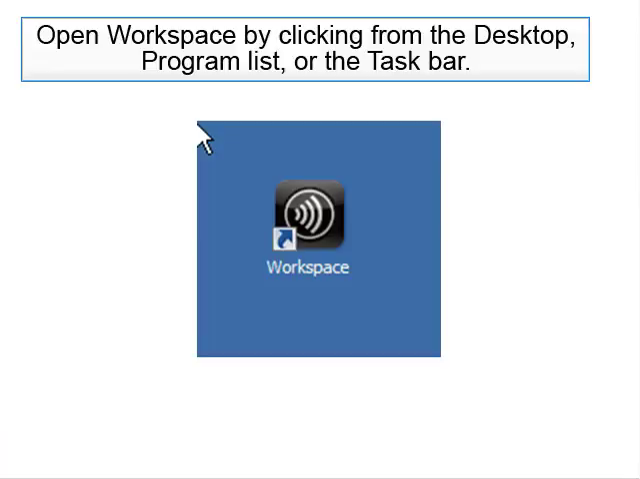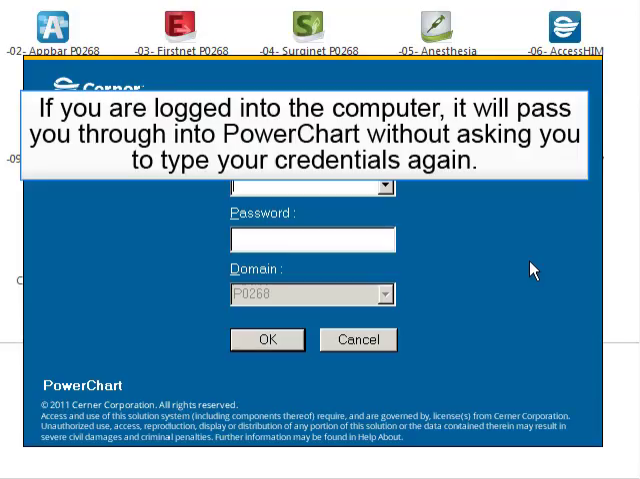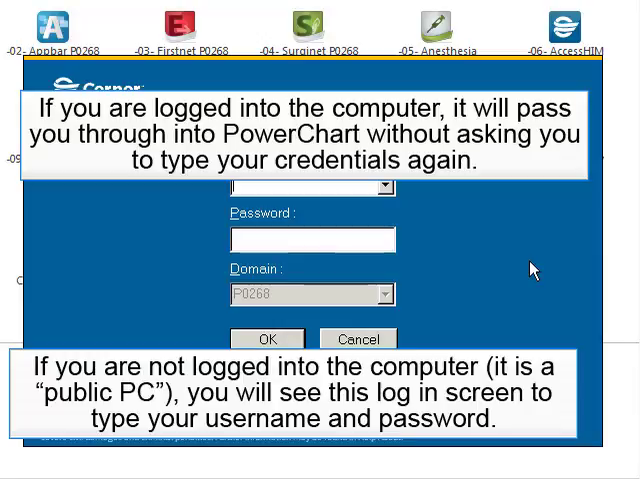Open Workspace by clicking from the desktop, the program list, or the taskbar. This assumes you are on a Cox Health computer and not using a remote tool such as SRA. Once you see this screen, click on Powerchart to launch that application. If using a remote tool like SRA, you will also see this screen and click on Powerchart to launch that application.